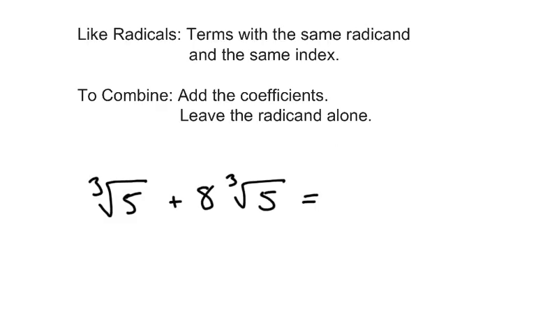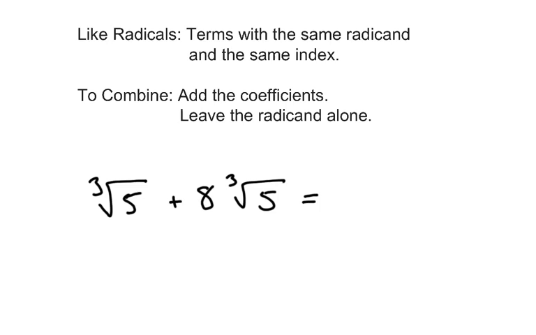In order to combine like radicals, we need to first know what like radicals are, and it's basically like terms. Like radicals are going to be the terms that have the same radicand and the same index, so the same number under the radical and the same number outside the radical. In order to combine them, all we do is add the coefficients.